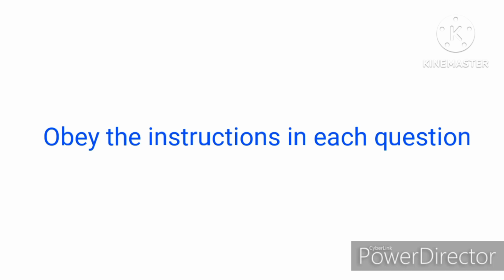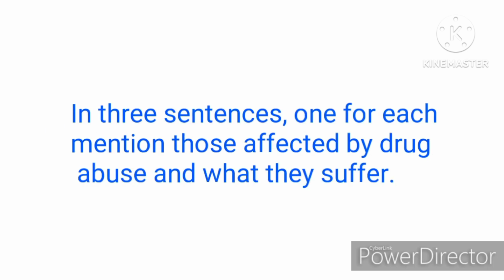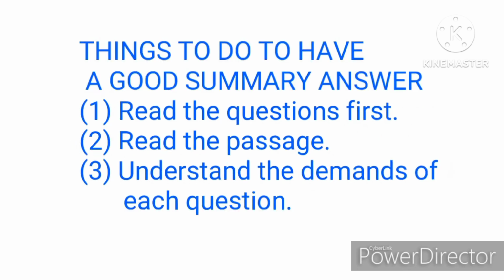For example, in 2019, the first question was, in 3 sentences, one for each, state 3 categories of people that are affected by drug abuse and what they suffer. This question requires you to answer in 3 sentences, not 2 or 4, but 3. So please make sure you provide the required number of sentences and make sure that each sentence provides the required information. Now let's have a checklist of the things you need to do in order to answer your questions correctly.